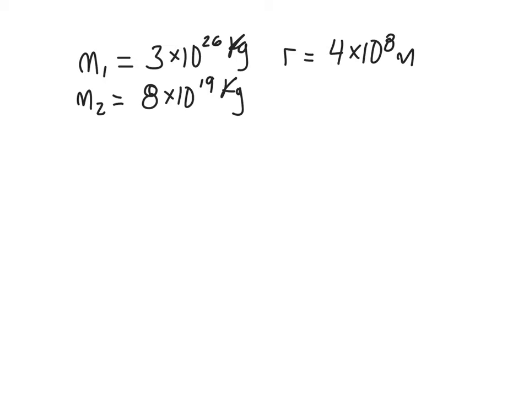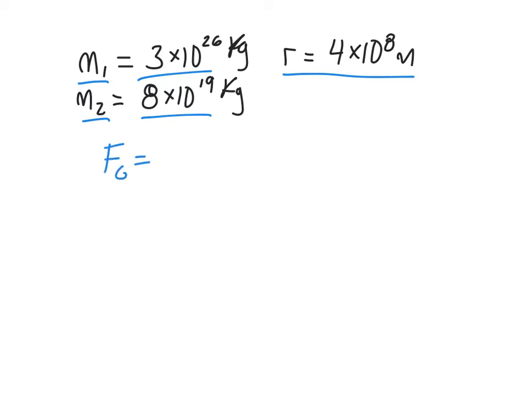So let's look at an example here. We want to calculate the force of gravity between two masses. The first mass is 3 times 10 to the 26 kilograms. The second mass, 8 times 10 to the 19 kilograms. And the distance between their two centers is 4 times 10 to the 8th meters. You'll notice that we're using these exponents, so it's not just using the equation, but then being able to put all this into your calculator that may be a little difficult.